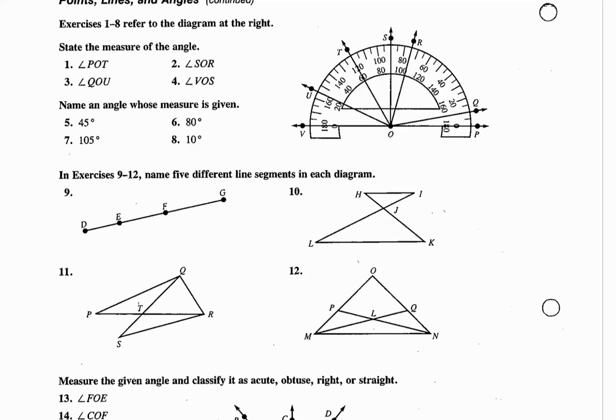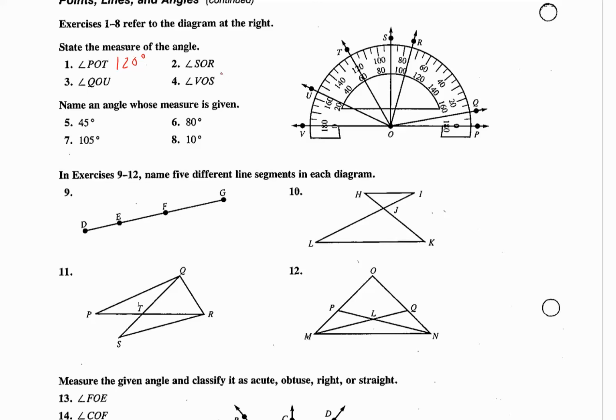It says, state the measure of the angle. So we have angle POT. If you look on the top right here, it's an obtuse angle. We know it's greater than 90 degrees, so you want to use this top value here. So angle POT is 120 degrees.